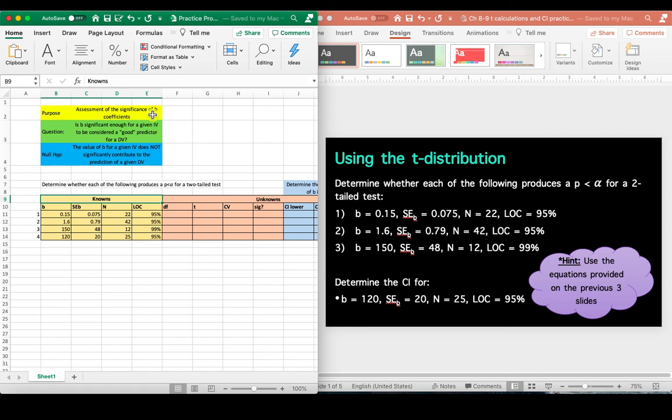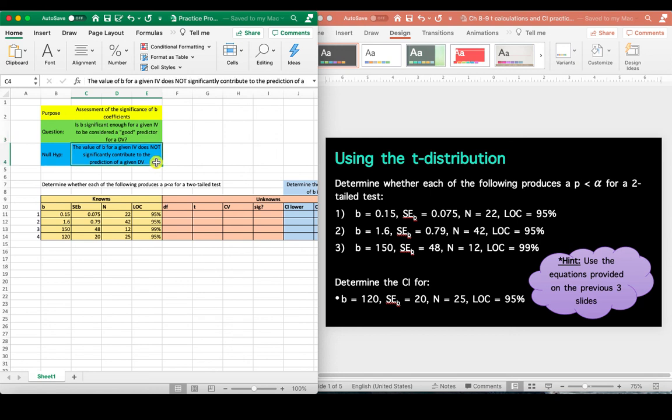So when we're looking at the significance of a B coefficient, which is the purpose of this first section, we're considering whether a relationship between a given independent variable and dependent variable is significant enough for that independent variable to be considered a good predictor for the dependent variable. Now, good is used a little bit loosely because we're only using one independent variable in a bivariate regression, so we're just saying, is it sufficient to predict a good chunk of the dependent variable?